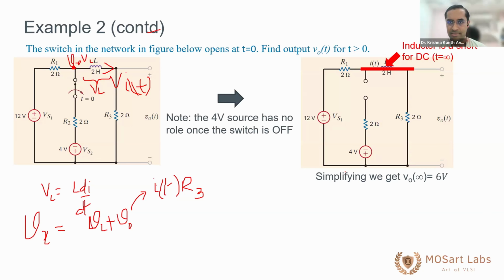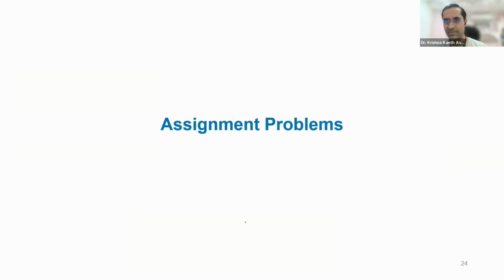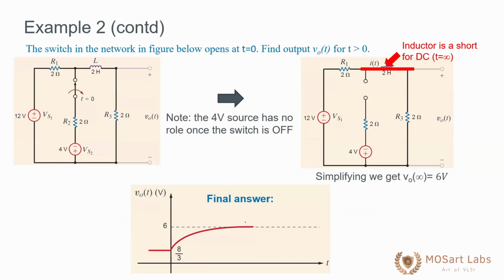Okay? So let's erase this. What is the final answer? It starts from 8/3 and goes to 6 volts, right? With a time constant of 0.5 seconds. Okay, so is this clear so far? Any questions on this? So let's move on.